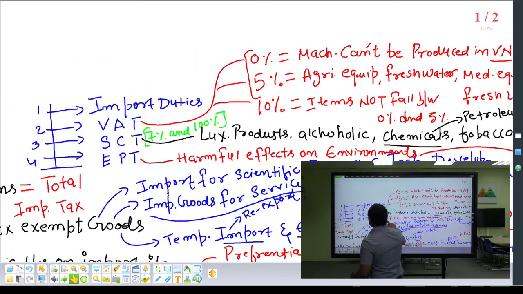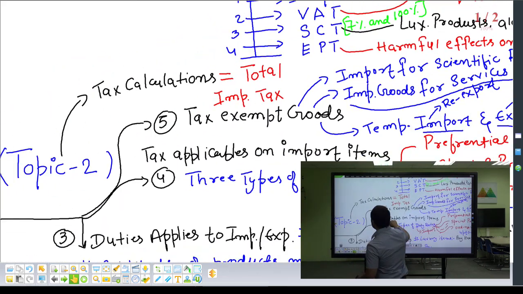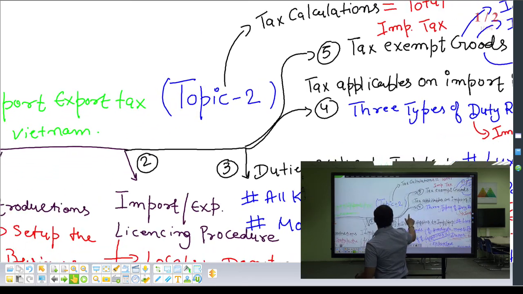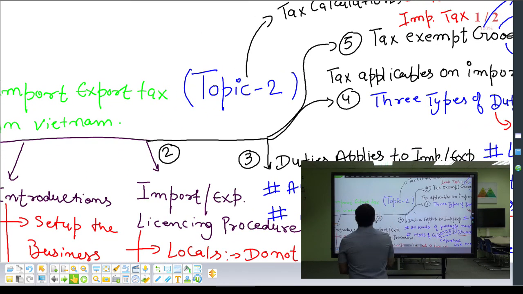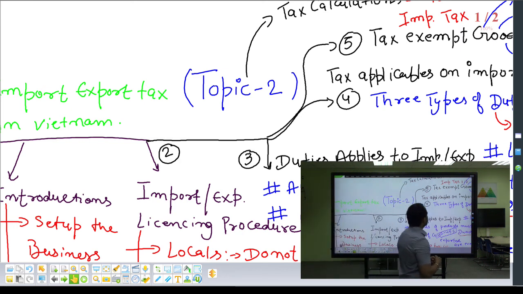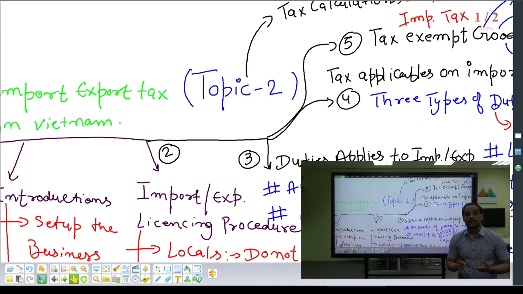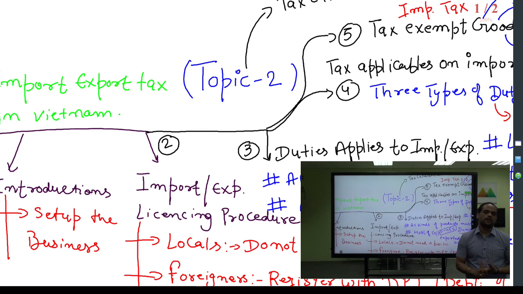So that's all about this topic. Let me quickly give you ideas of what we studied. The first one we discussed was the introductions. Second is the import export licensing procedure. Third is duties in relation to import and exports. Number four is the three different kinds of import duties: preferential, special preferential, and ordinary. Special preferential applies to the most favored nation, and special preferential for Asian countries; ordinary is what does not come under the preferential and special preferential.